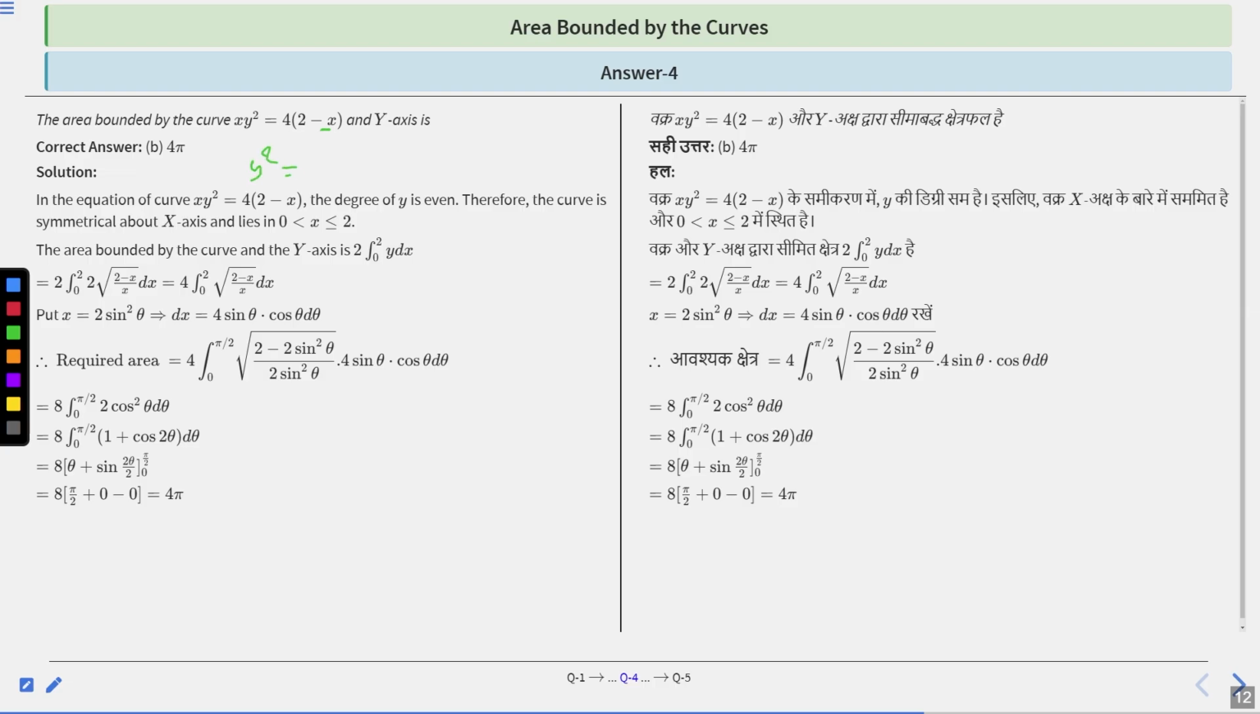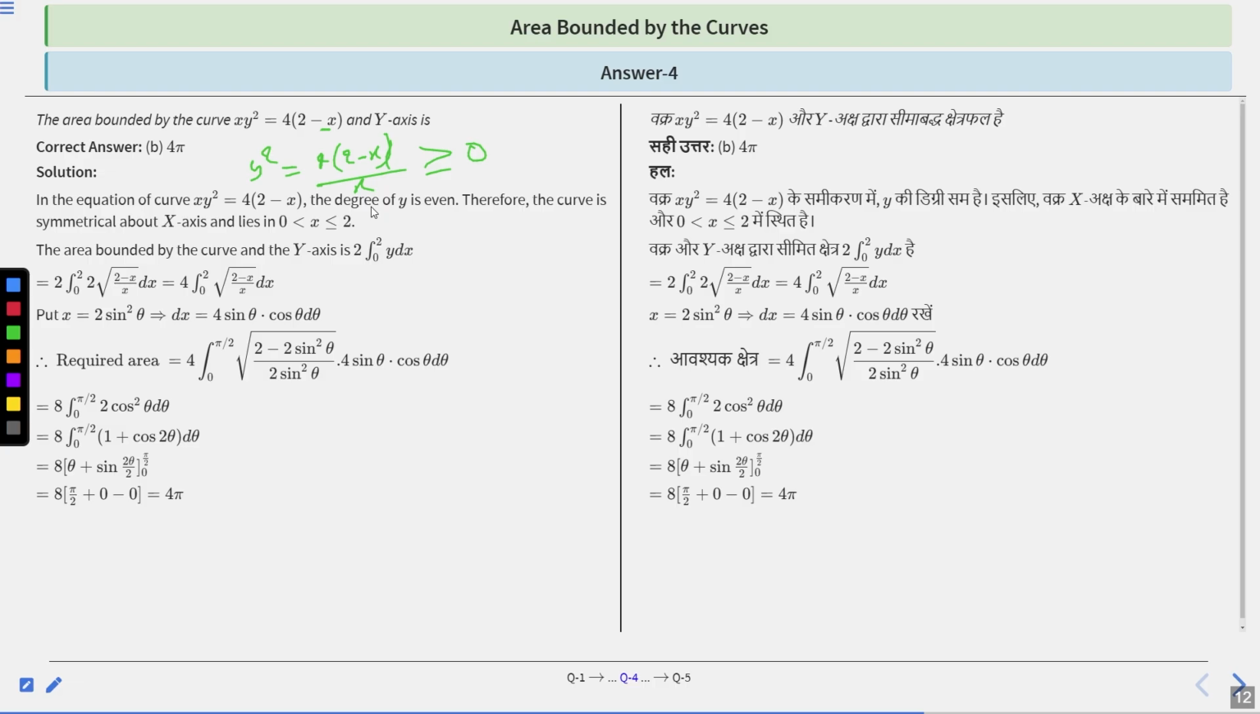Because y square is equal to 4 into 2 minus x upon x, and since it is y square, it is greater than or equal to 0. Clear? Therefore x lies between 0 to 2, right? By using sign convention. Therefore, the area bounded by the curve and the y-axis is 2 times integration of 0 to 2 y dx. And y is root over 4 into 2 minus x upon x.